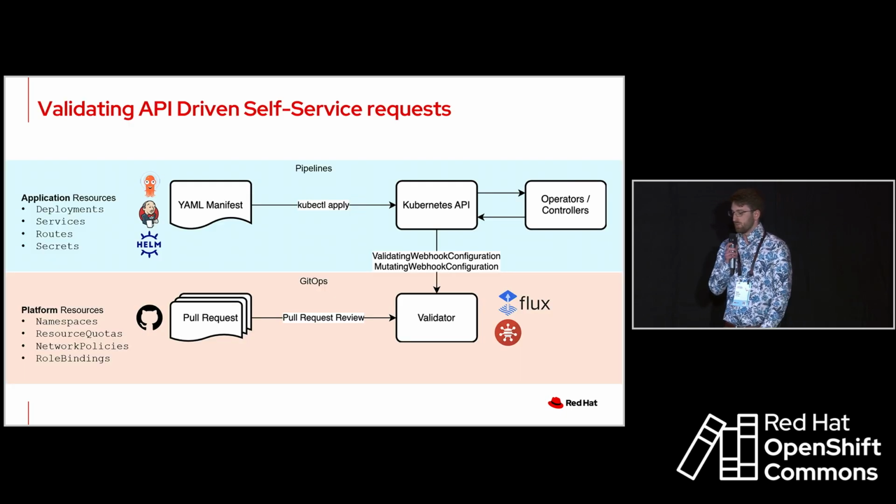We categorize all of our API resources by application or platform. Application teams have permission to directly apply their resources independently and with minimal oversight, using their own pipelines. The more impactful platform resources must be configured through our shared GitOps repository so that we can review changes and maintain a stable platform.